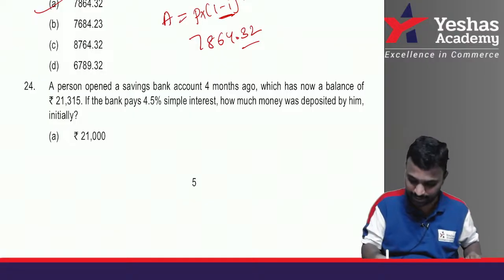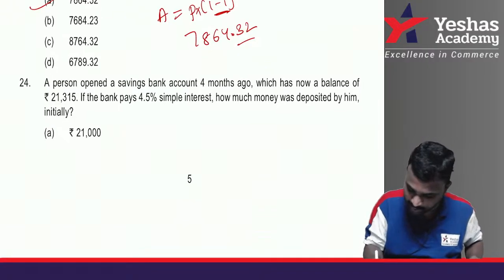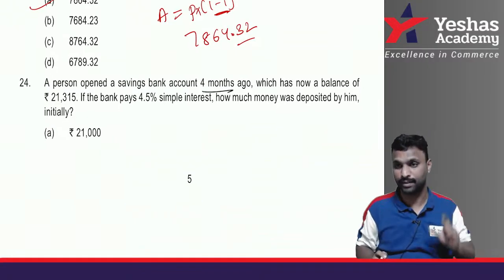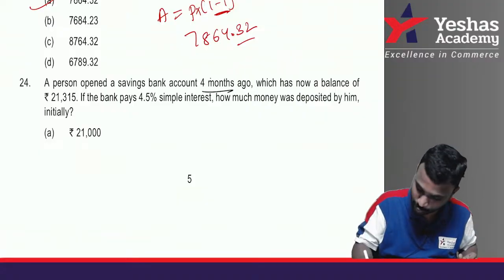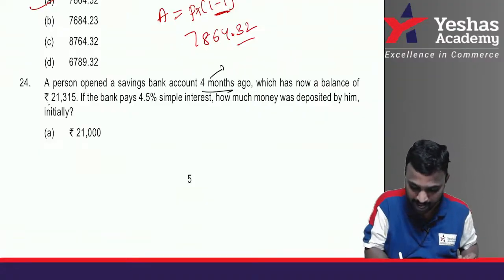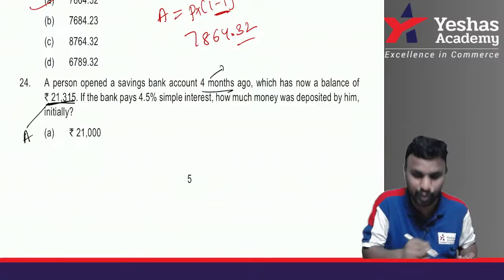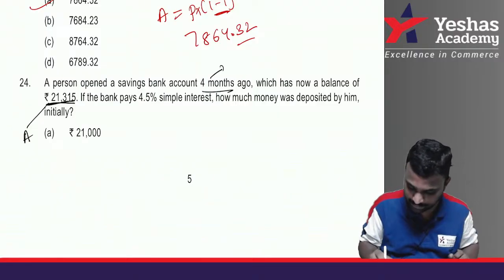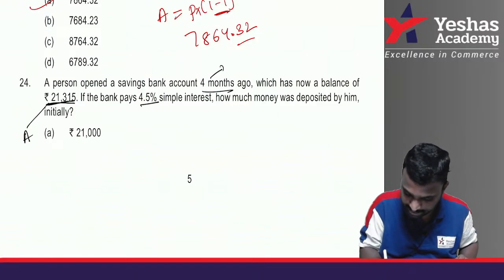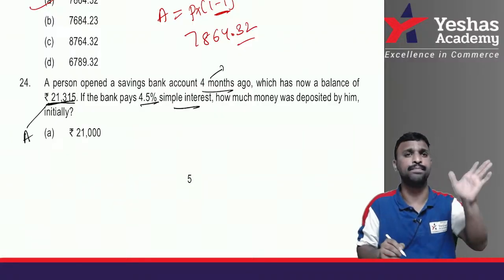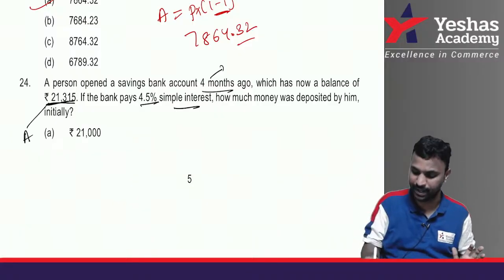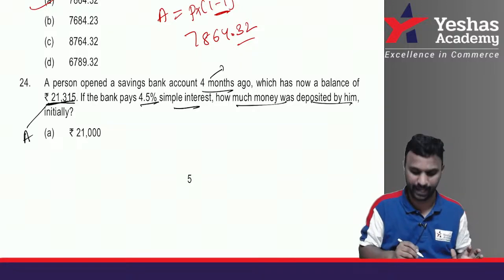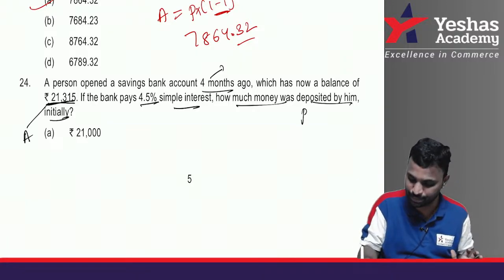Right. So they've said 4 months ago. Obviously, you can take the value of the saving 4 months ago as a present value, and currently you can take it as a future value A. So the amount is given, and the rate of interest is given, and they've said it is simple interest. How much money was deposited by him initially? That means the principal they're asking.